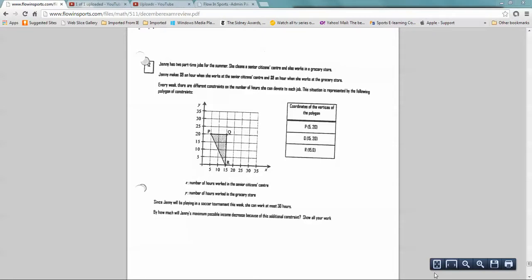This question is number 12, and it states, Jenny has two part-time jobs for the summer. She cleans at a senior citizen center and also works in the grocery store. Jenny makes $9 an hour when she works at the senior citizen center and $8 an hour when she works at the grocery store. Every week there are different constraints on the number of hours she can devote to her job. The situation is represented in the following polygon of constraints.